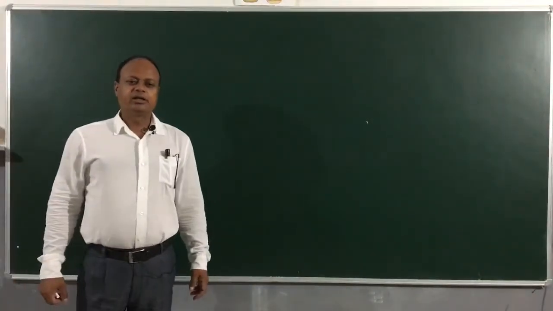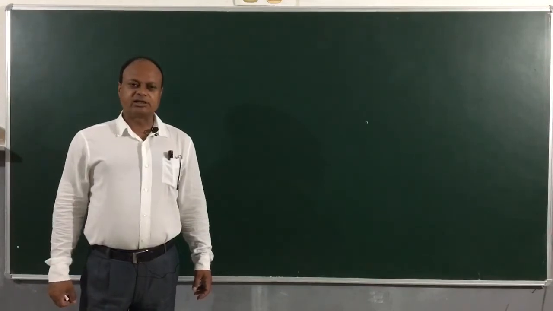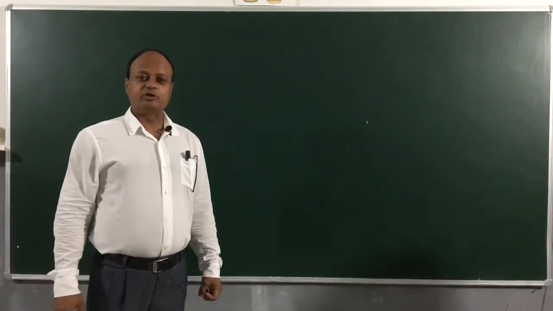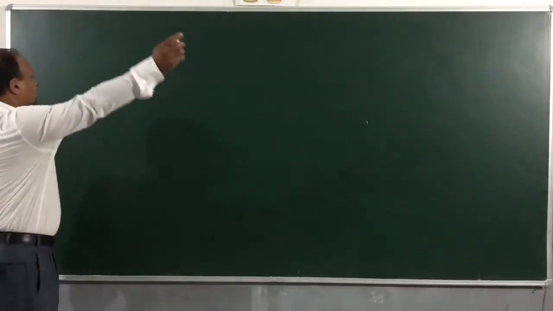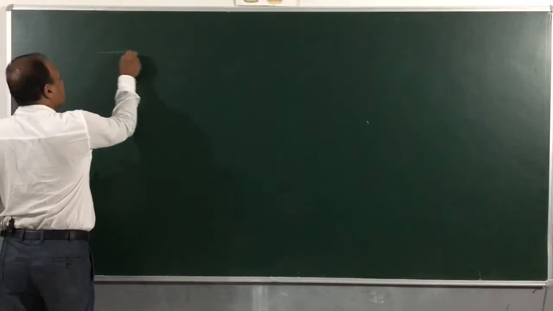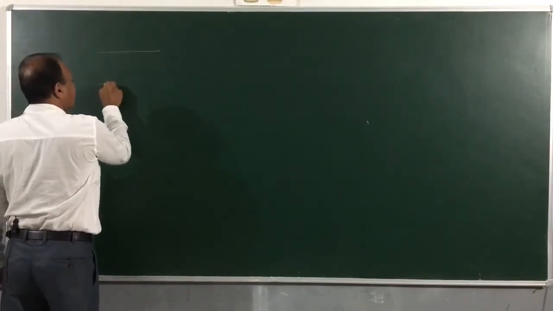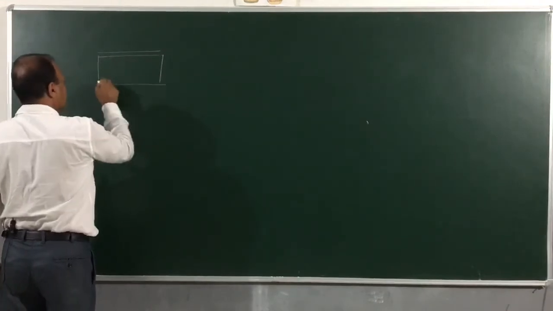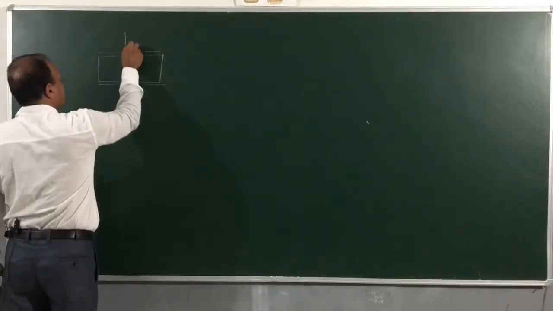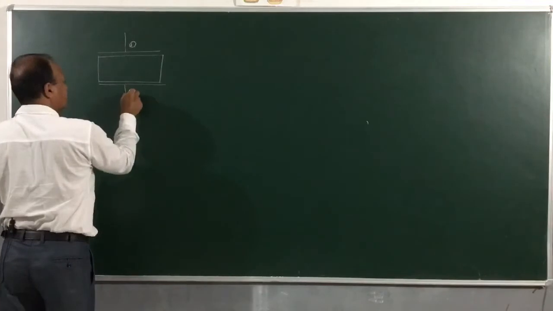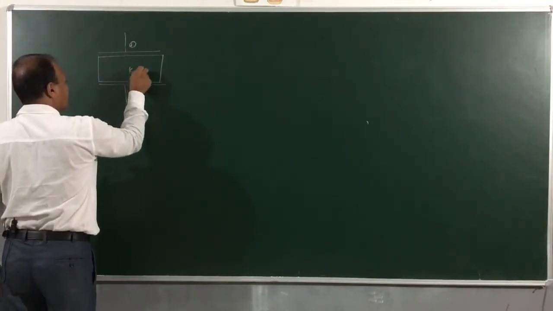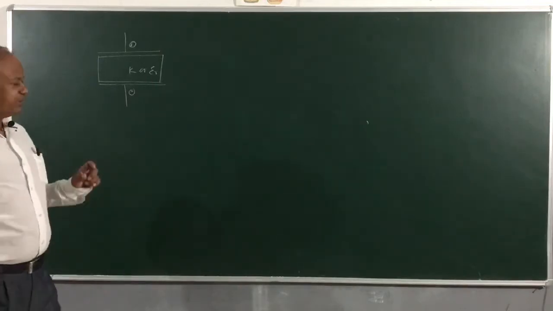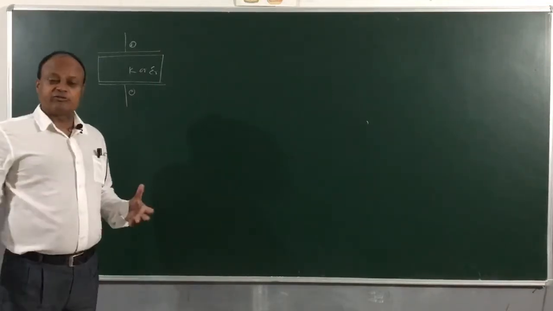Hello children, in the last video we discussed the effect of inserting a dielectric slab between the two plates of a capacitor, and we said that when we insert a dielectric slab between the two plates of the capacitor, then the capacitance increases. This phenomenon is called dielectric effect. The dielectric constant is K, or you can also write epsilon R. Clear?